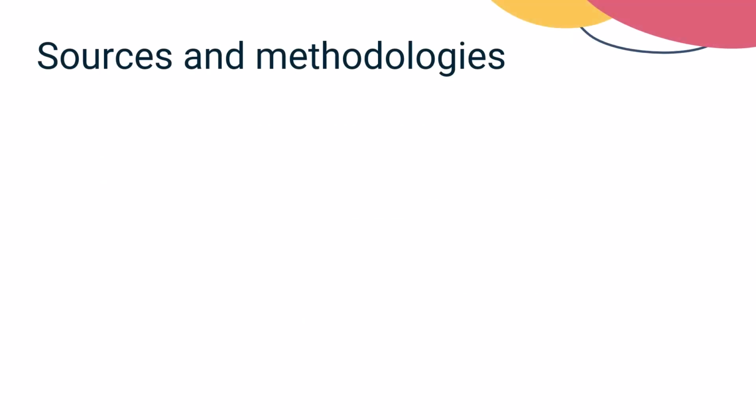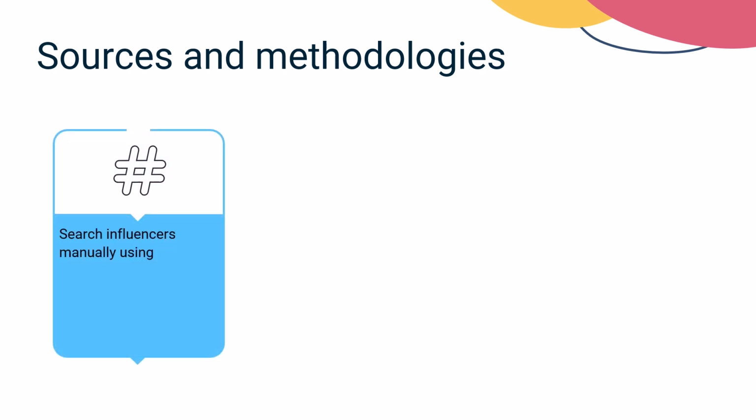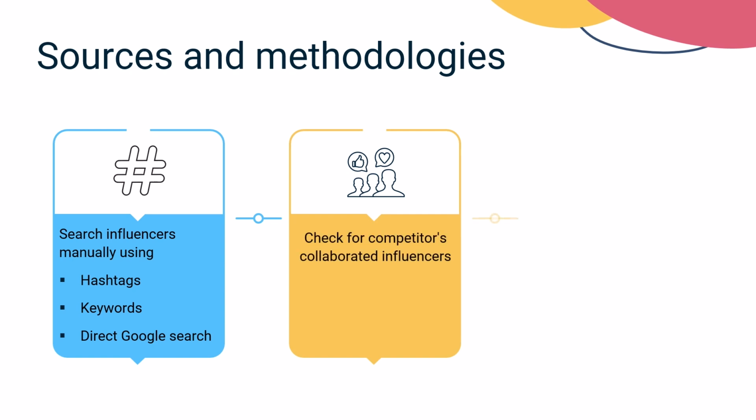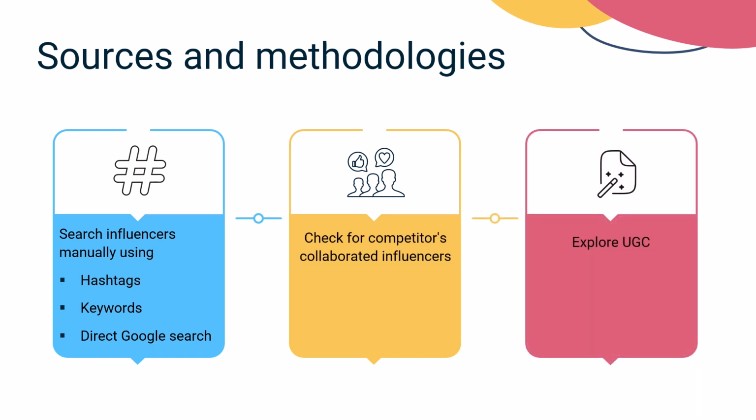Businesses can identify influencers using various sources and methodologies. For example, they can manually search for influencers on social media by exploring hashtags and keywords. Another method is by searching Google directly for influencers in your domain. They can also check for competitors' collaborated influencers, and lastly, explore user-generated content, or UGC, to find relevant influencers.